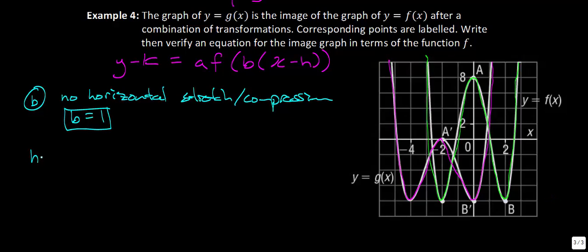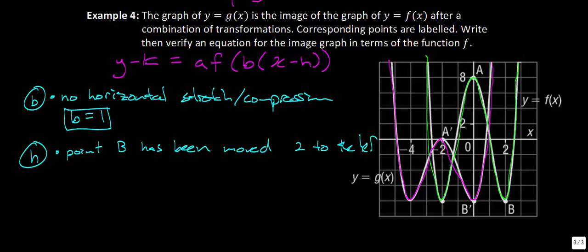Next value I'd like you to take a look at, also to deal with x, is h. Quite obviously you can notice that this b point has been moved over 2. So you might want to just make a little note here like we did before. Point b, as an example, has been moved 2 to the left. So therefore, what can we say about h? We can say that h is equal to negative 2. Okay, so those are the first things that we need to figure out.